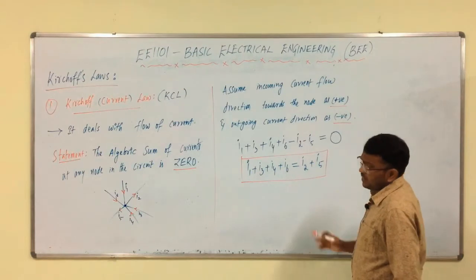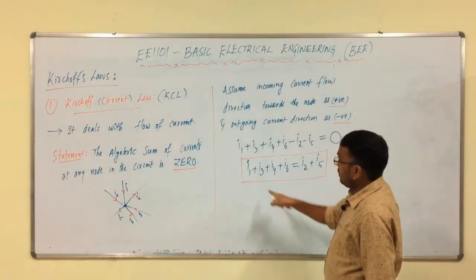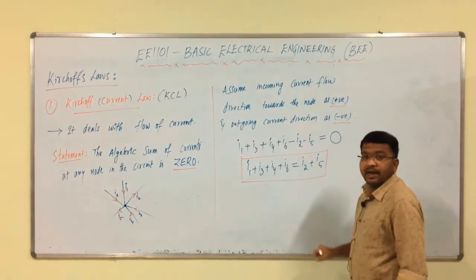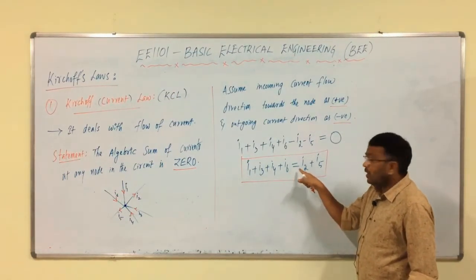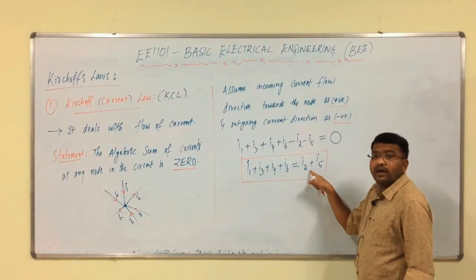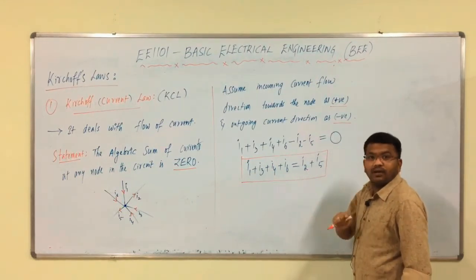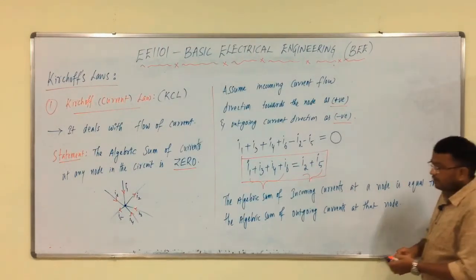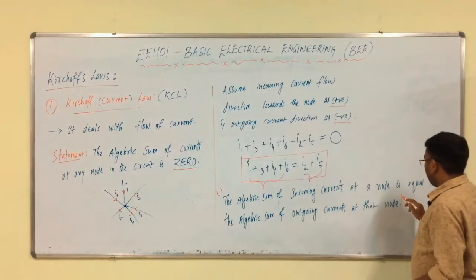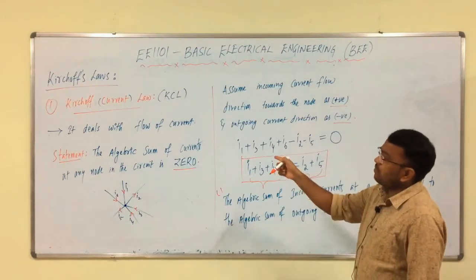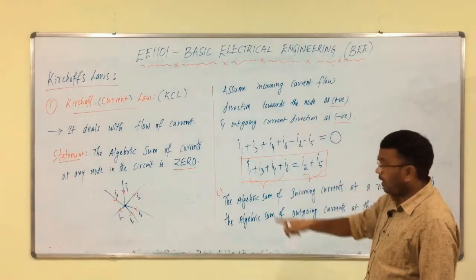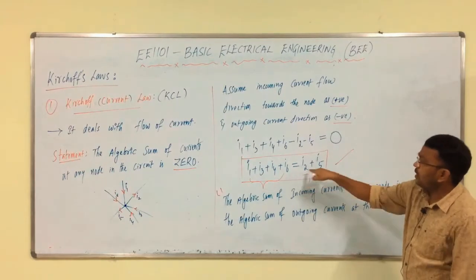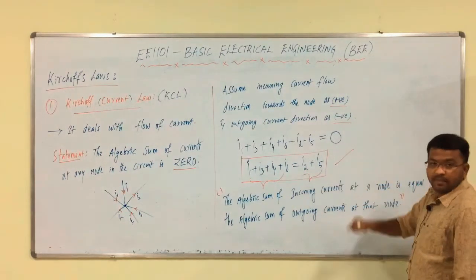From this we can conclude one thing: the algebraic sum of incoming currents at a node is equal to the algebraic sum of outgoing currents at that particular node. This is another statement of Kirchhoff's law. The first statement is that the algebraic sum of currents at any node in the circuit is 0, and the other is that the algebraic sum of incoming currents at a node is equal to the algebraic sum of outgoing currents at that node.